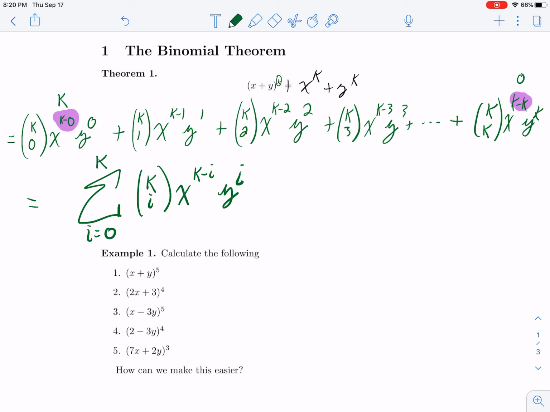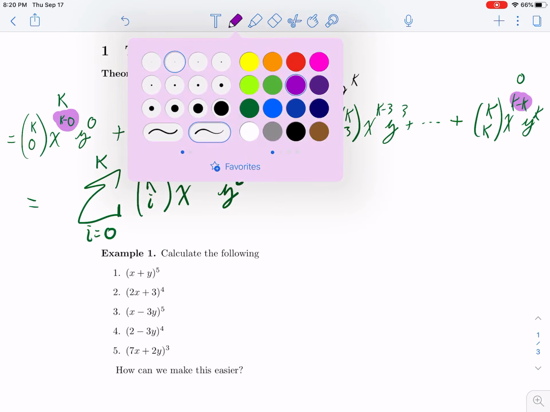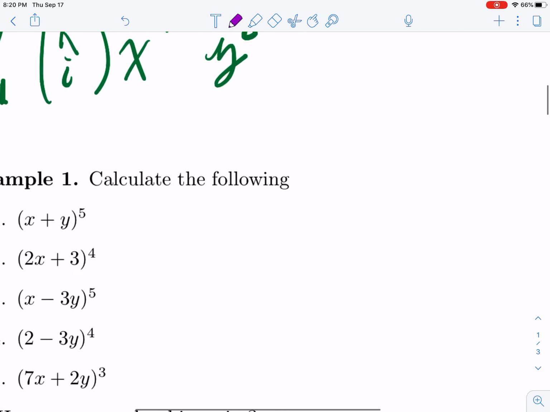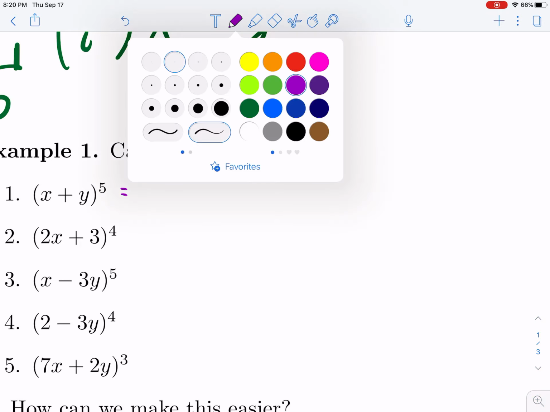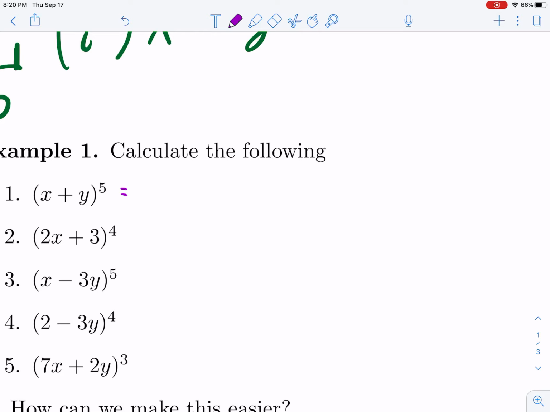And of course, this is weird. This is like hard and abstract and everything. But if you see a couple examples, it'll make a little more sense. So let's do x plus y to the 5th. All right, x plus y to the 5th. Let me make my pen a little thinner. X plus y to the 5th.